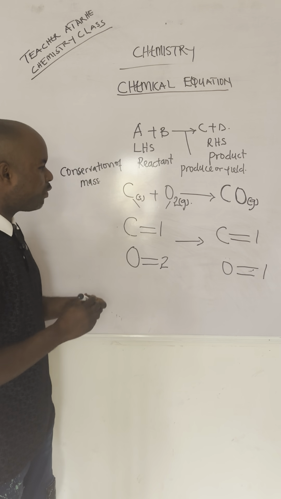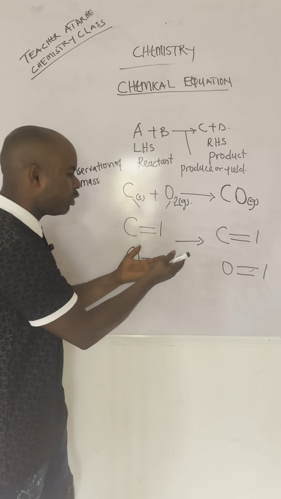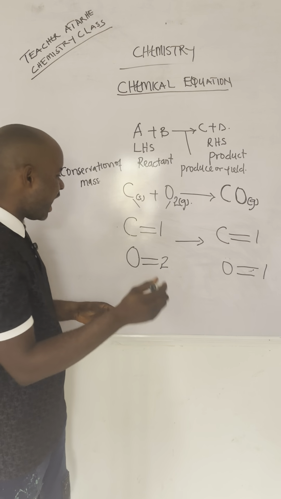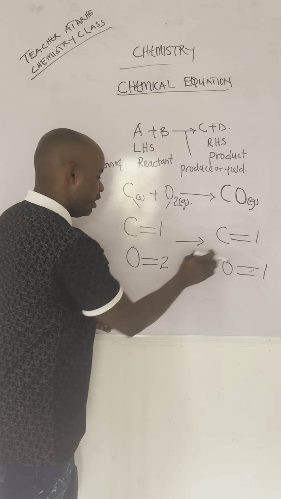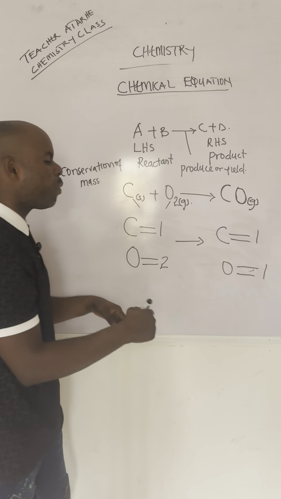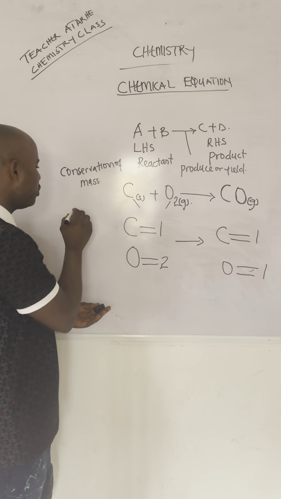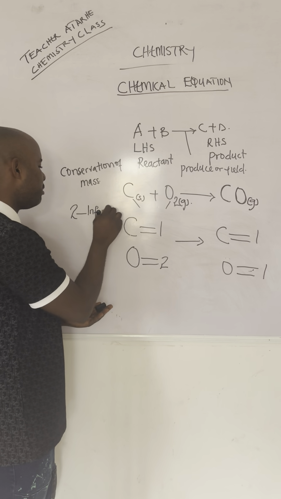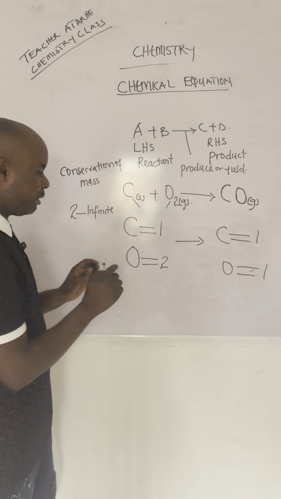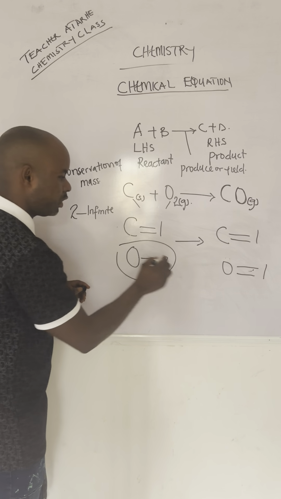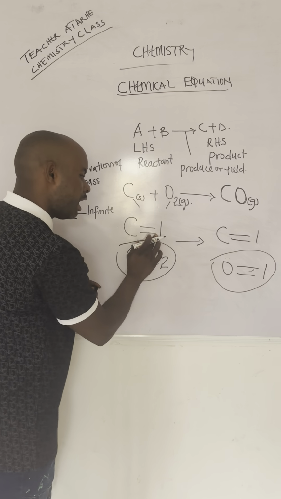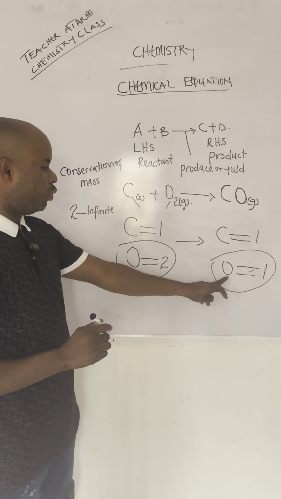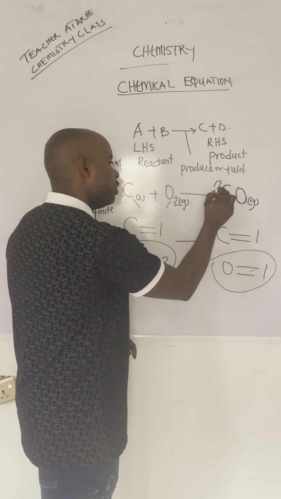For us now, we want to find every possible means to make this equation balanced. Whatever is at the reactant side must be the same as the product. Here we have carbon 1, carbon 1. We have oxygen 2, oxygen 1. How can we balance this equation? We are going to add any value from 2 to infinity that will enable this equation to be balanced. So let's try to balance this oxygen. The carbon and carbon are the same. So what can make this oxygen 2? Let's introduce 2 here.